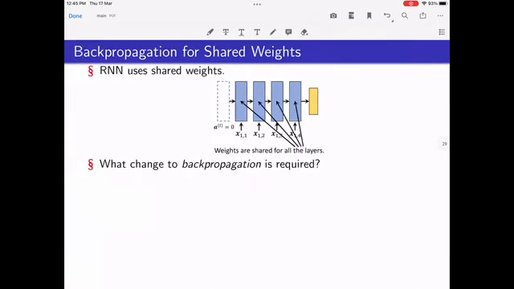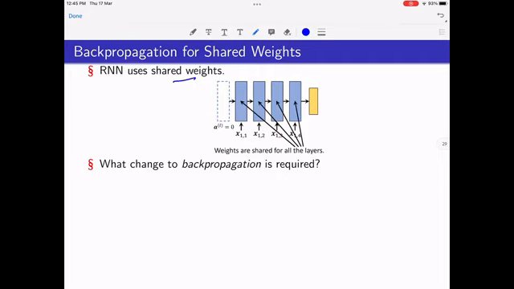So backpropagation for the shared weights now. RNN uses shared weights, as we have seen. So is there any change that is required for backpropagation? It definitely seems so, because it is not exactly the same as the unshared feed-forward neural network. It also has these inputs, but that is easy. You just concatenate these different inputs with the activations for that layer, the activation input, you can say, for that layer.